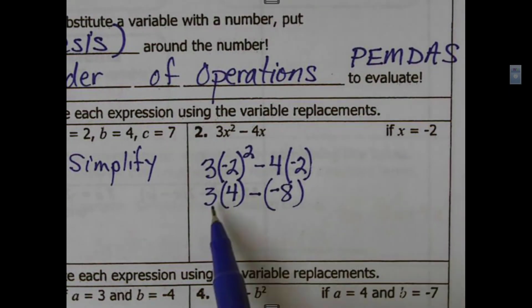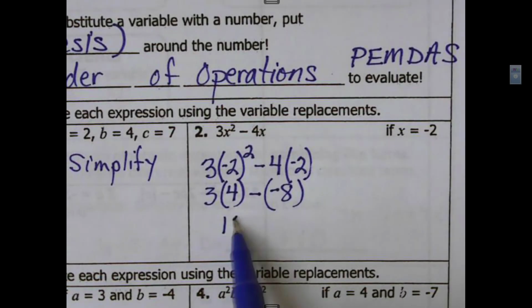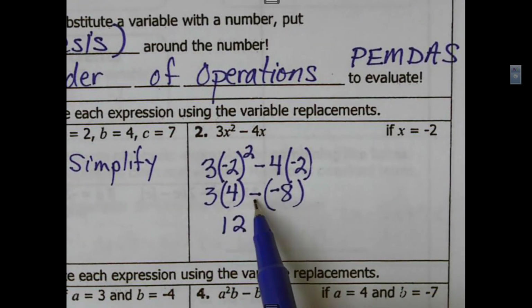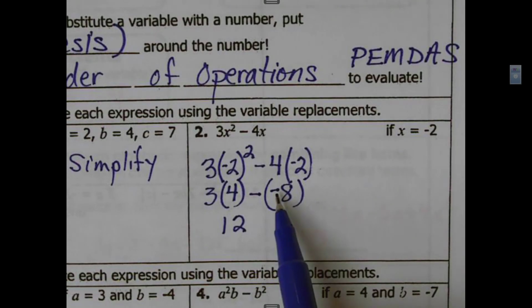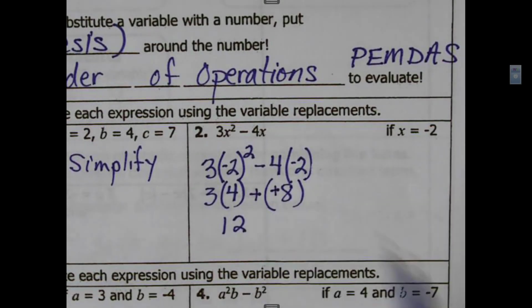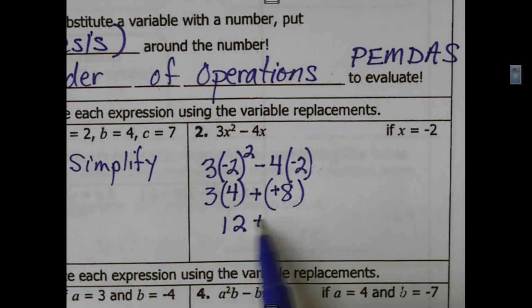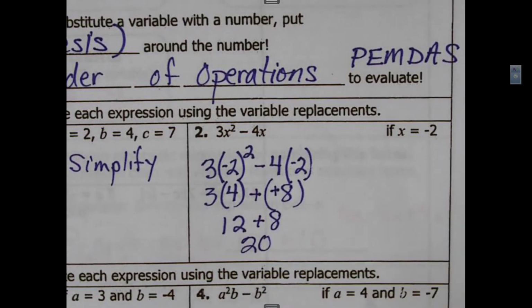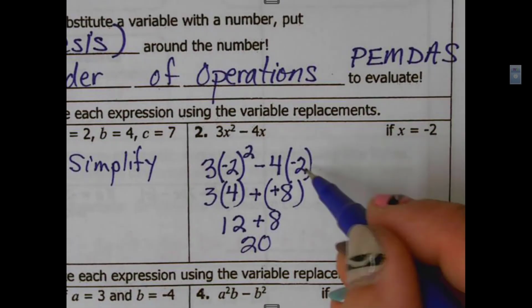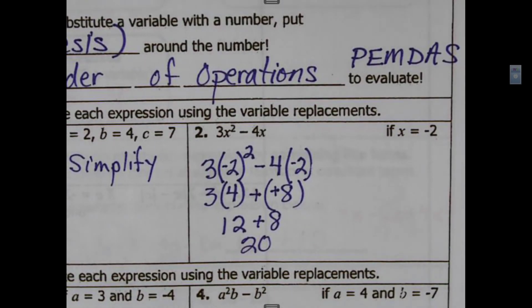From left to right, 3 times 4 is 12. And when we subtract the opposite, that becomes plus, and you probably remember that. So when you subtract an opposite, it becomes plus. We add 8, and our final answer there would be 20. So it's just a step-by-step process, and the expectation is that you show all the work. These are pretty difficult to do in your head.